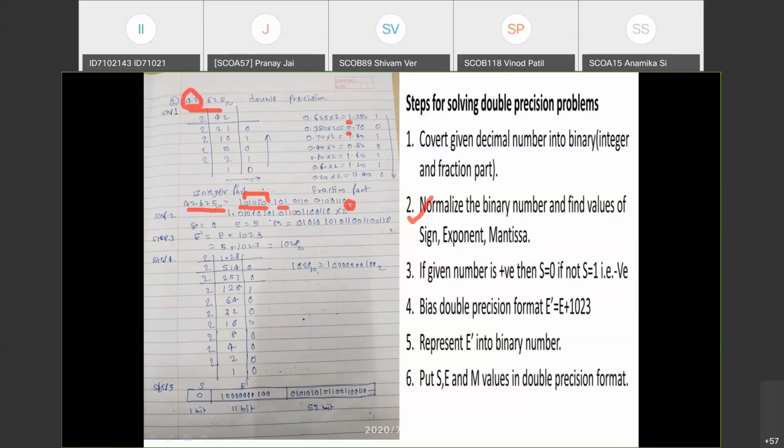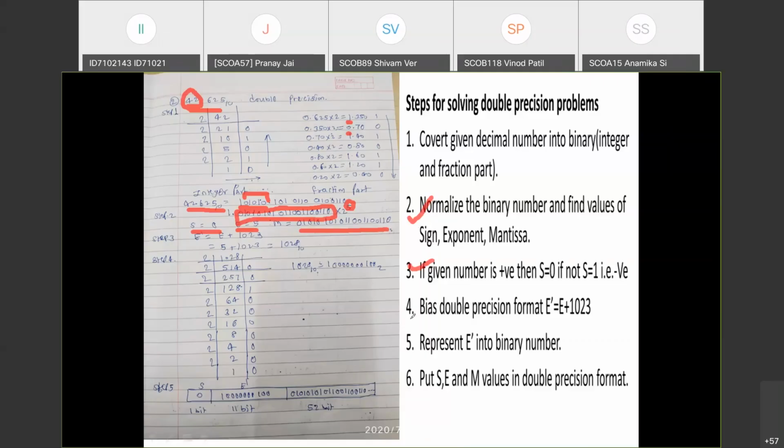So the sign bit: this number is positive, so I am writing sign bit is 0, exponent is 5, and after the decimal point, whatever data is remaining in the form of 1 and 0, that total data is called the mantissa, which I have written here. That is the second step we have performed, as well as the third step: if the given number is positive, sign bit is 0, otherwise 1. That I have also done here.